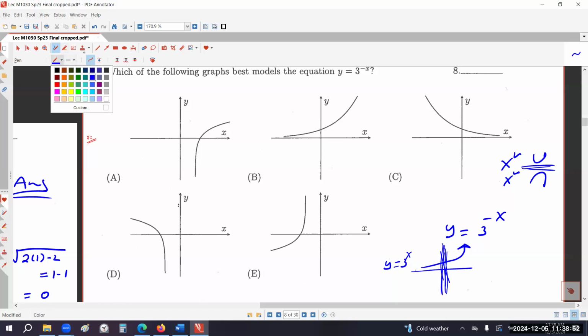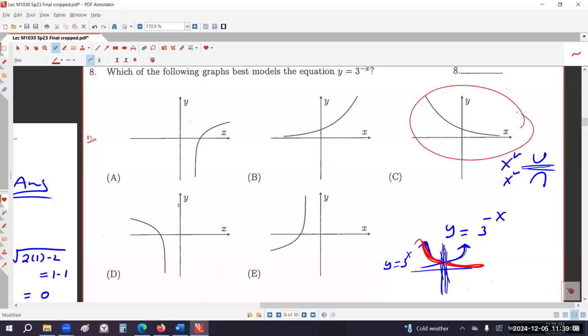So if you reflect there, this portion goes here. Let me change the color. Here. And the down part goes there. Because your mirror is the y. So this one makes sense.